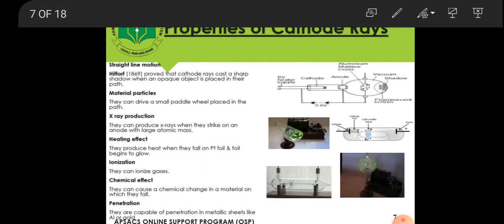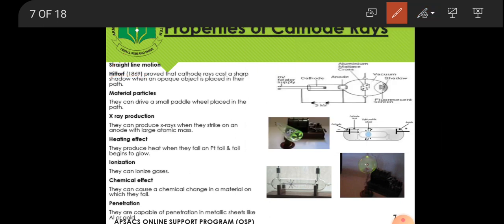Let's study the second property, that is straight line motion. This is an experiment which was performed by Hittorf in 1869. This is a cathode, this is an anode. This is an opaque object which is placed in the path of cathode rays, and this is a fluorescent screen. The fluorescent screen is a screen that glows when the rays strike it.